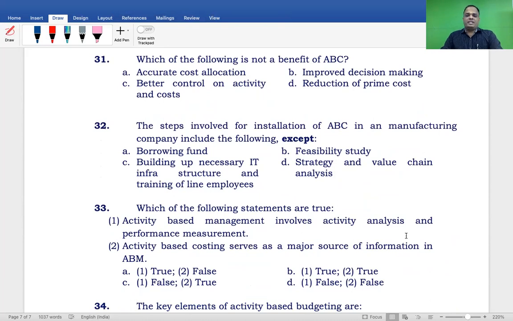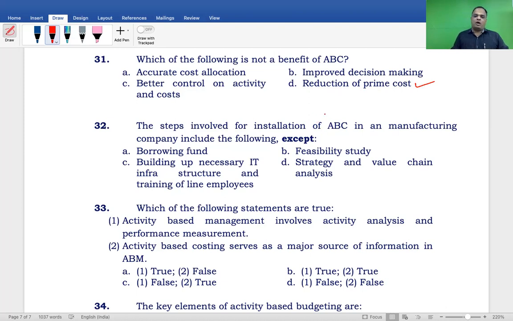Which of the following is not a benefit of ABC? What is not a benefit of ABC? A, accurate cost allocation, is it a benefit or not? Yes. Improved decision making, yes, it helps decision making or not? Yes. Better control on activity and costs? Yes. Reduction in prime cost? ABC is only for overhead, right or not? Therefore, D is the wrong answer. Not a benefit, they asked.